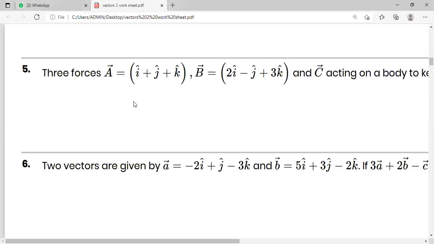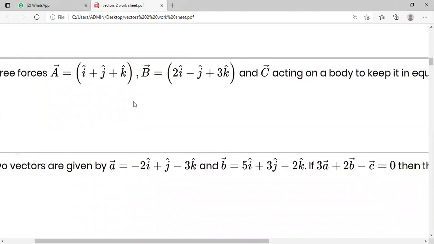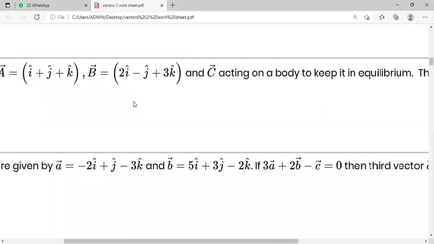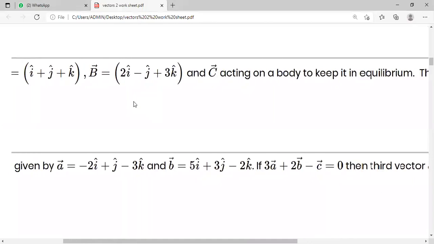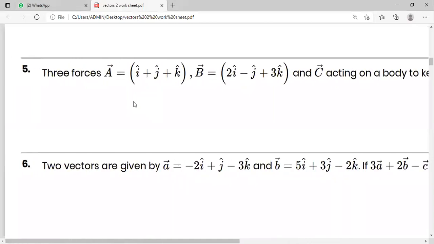Next question. 3 forces, A bar, B bar given, and C bar acting on a body to keep it in equilibrium. Then C bar is. So after the application of these 3 forces, still if the body remains at rest, equilibrium in the sense, still the body remains at rest only. So that means the resultant force is equal to 0 only. When force is acting, definitely the body should move. But still it is in equilibrium in the sense, the total force is equal to 0.